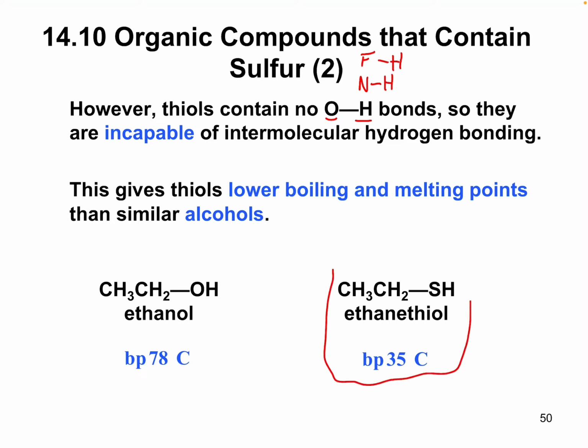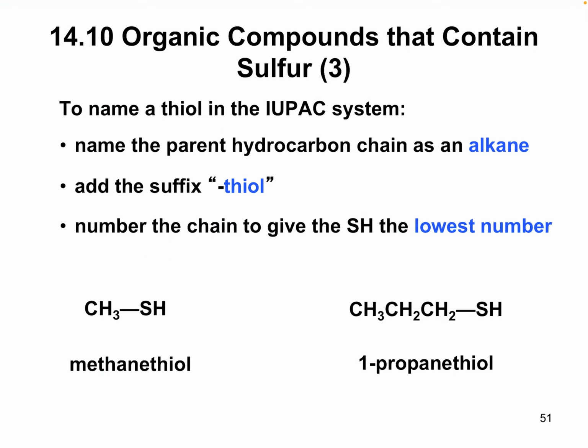As a result, thiols have proportionally lower melting and boiling points than similar alcohols. All right? So they are polar, but they're not capable of hydrogen bonding. Remember, that means that the type of intermolecular forces we would expect in between molecules of thiols are dipole-dipole forces, as opposed to the hydrogen bonding kind of intermolecular forces that we would expect with alcohols.